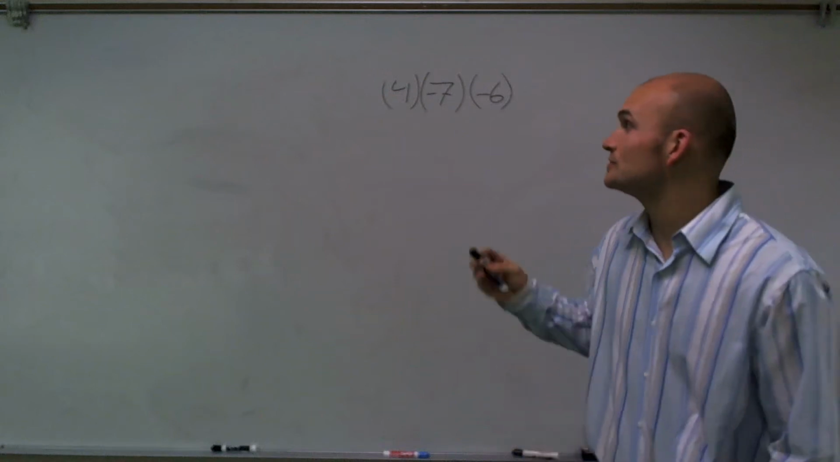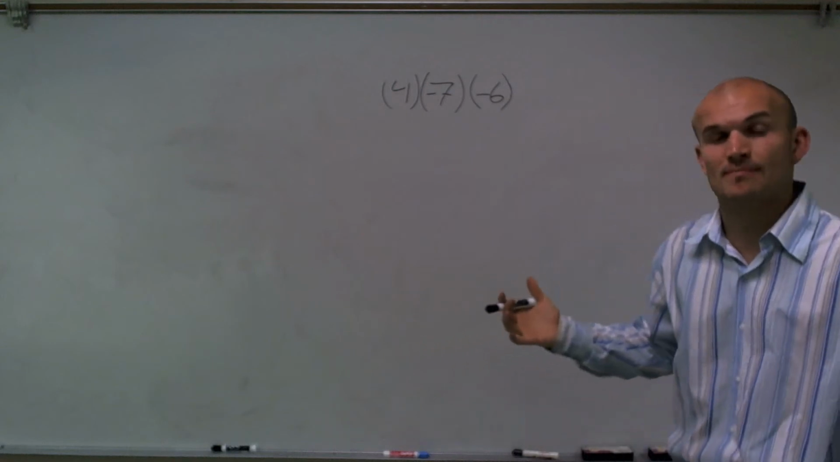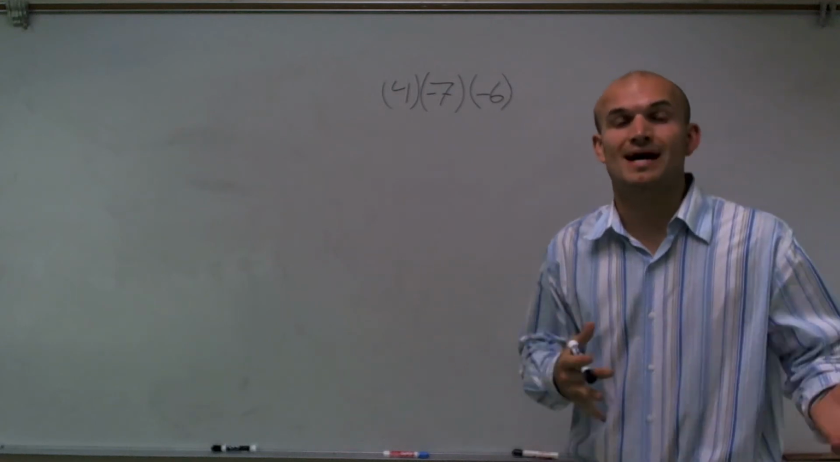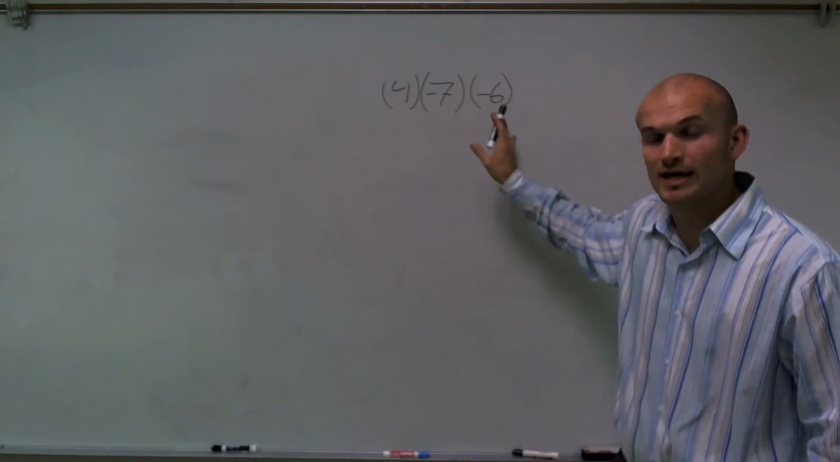Welcome. What I want to do today is show you how to multiply three numbers. Now, there are a couple of important things we need to remember, especially when we're multiplying positive and negative numbers. So first of all, I have a positive number, and then I have two negative numbers.